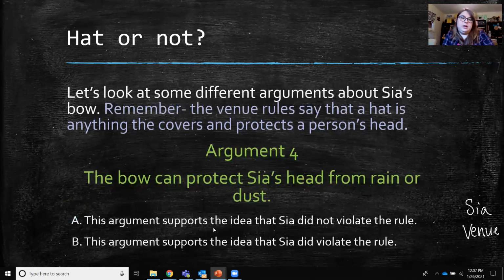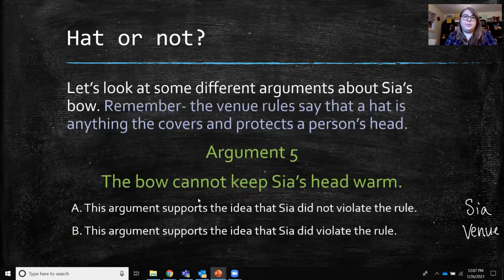Here's our fourth argument. The bow can protect Sia's head from rain or dust. Choose whose legal team would make this argument. Pause the video and make your decision. Okay, so since this says that the bow can protect her head, that means that it counts as something that covers a head. So I think this is an argument that the venue would make.